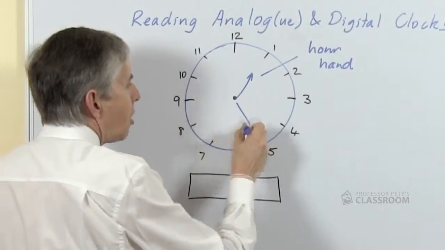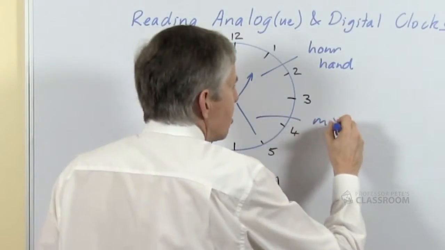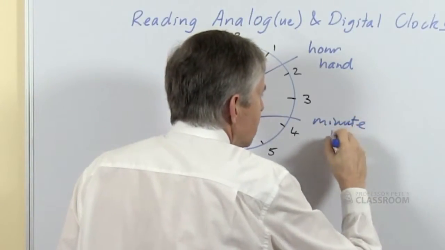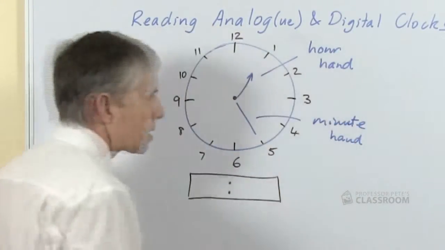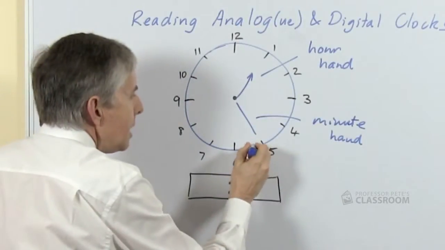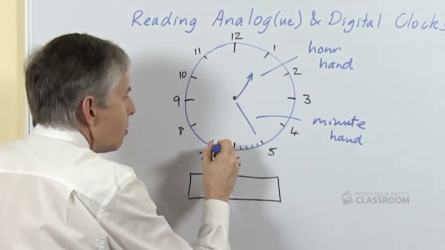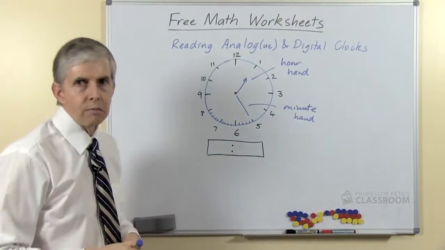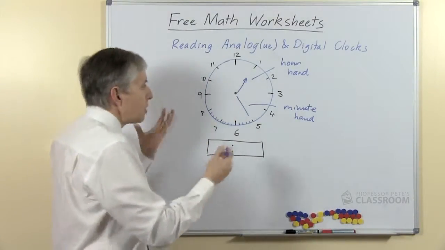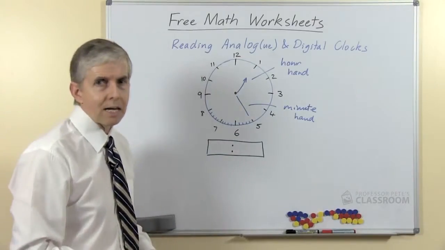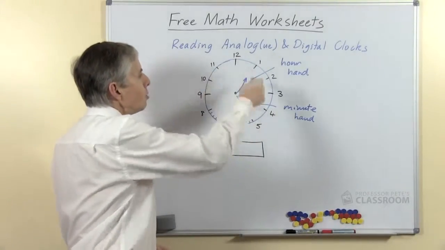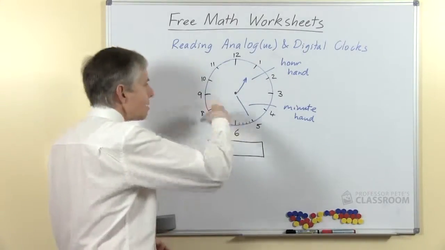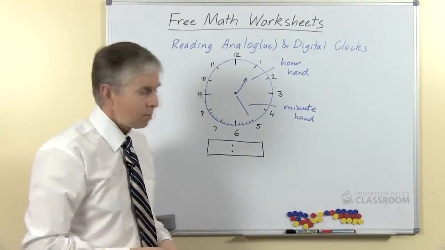Then we have a long hand, or again, there's a better title, the minute hand, which marks off the minutes. And so between the markings for the hours, we have another set of markings that show the minutes. Obviously the minute hand is going around much faster, and so we will teach our students that there are 60 minutes in an hour, and so the minute hand is going more quickly.